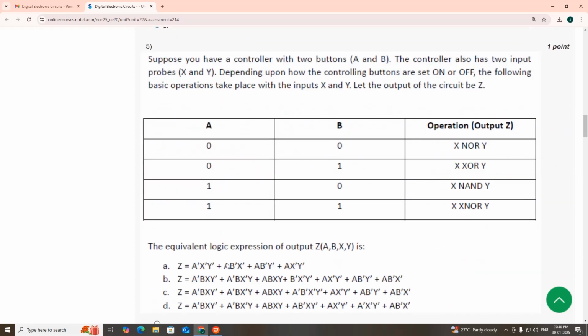Fifth one, we'll see the fifth one. So for the fifth one, they have given a tabular column for NOR operation, XOR operation, AND operation, XNOR operation. So we'll try to find the answer for the fifth one.